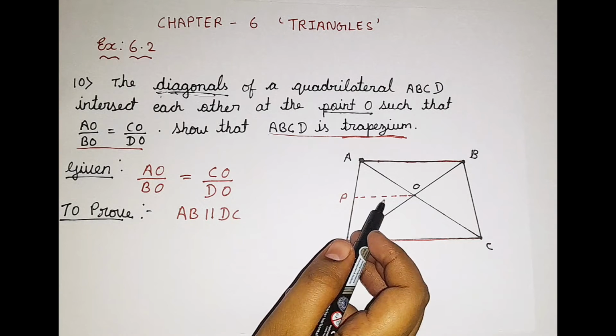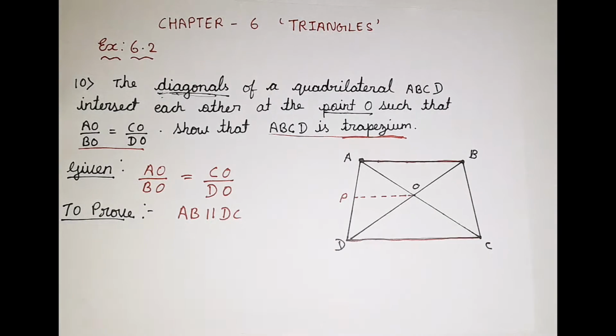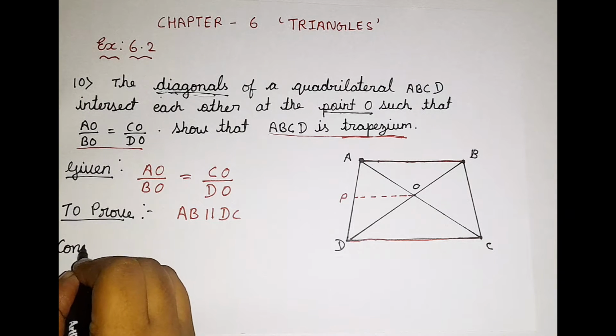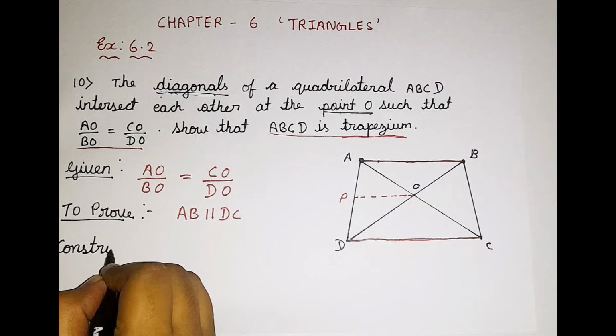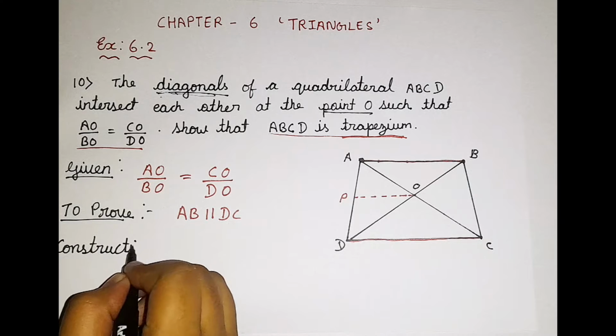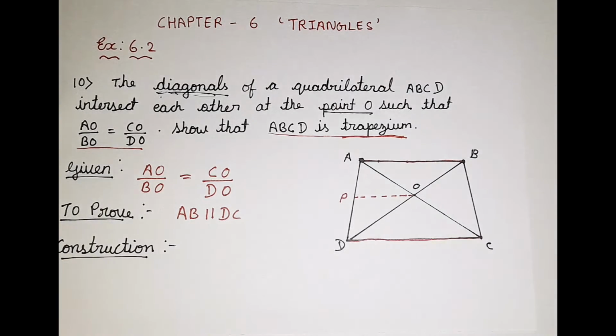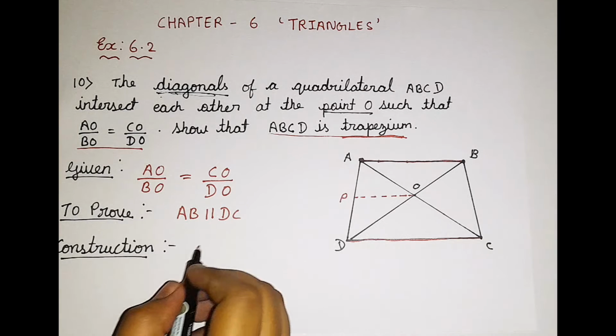Alright guys, so now we did something right over here. We just did construction. Am I right? So I am going to be mentioning that also. Why? Because randomly we can't just take that. So we are supposed to show that we did a construction. Whenever you don't have a parallel line, please make sure that you take a parallel line and mention it right over here.